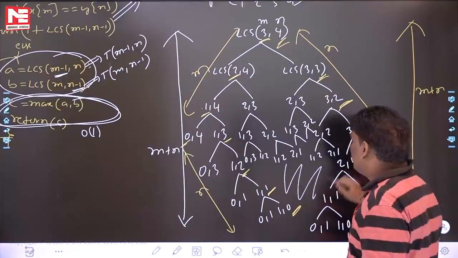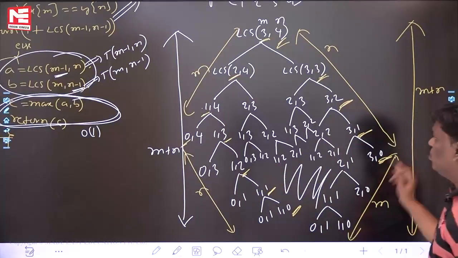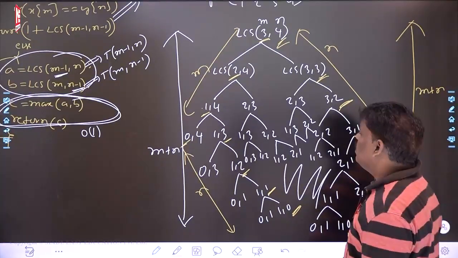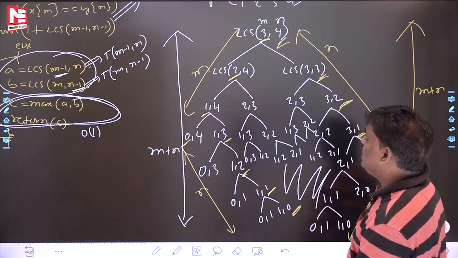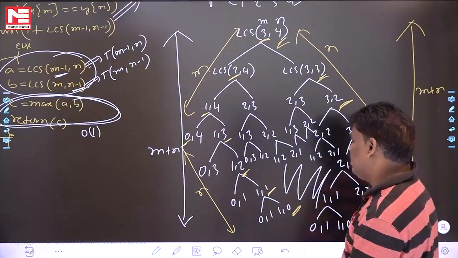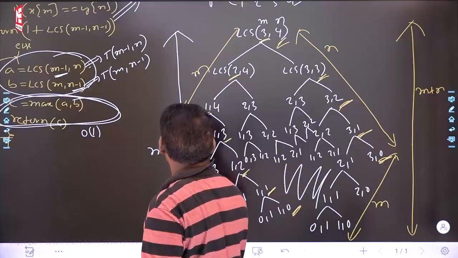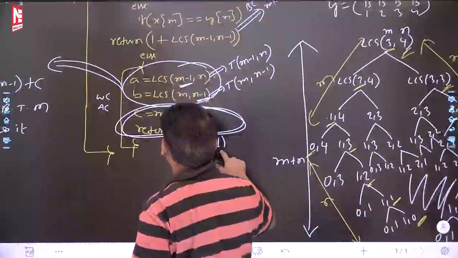Like that, you expand a few levels. There is no requirement for many levels. Expanding a few levels is okay. Listen, interesting answer. LCS of M comma N will generate how many level tree? M plus N level tree. See this one: LCS of M comma N will generate an M plus N level tree. It's okay.